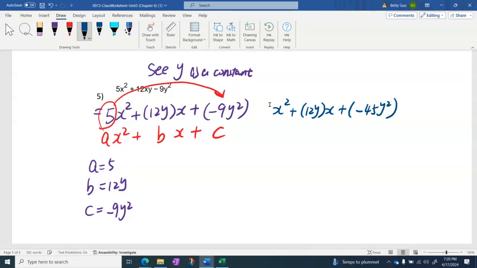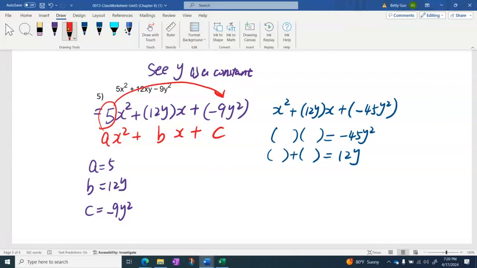Just try to see this question. If you have trouble understanding or doing it on your own, it's totally fine. It is a challenging problem. So we are going to shortcut. We need to find the two integers that multiply to negative 45y squared and add up to 12y. They multiply to negative, add up to positive, so they have opposite signs. And the positive number has a bigger absolute value.